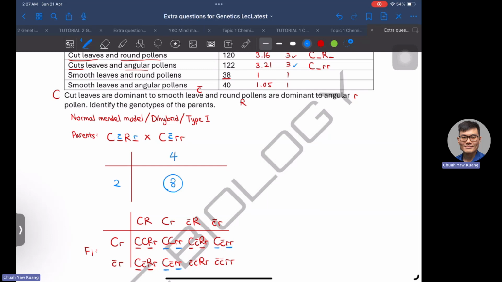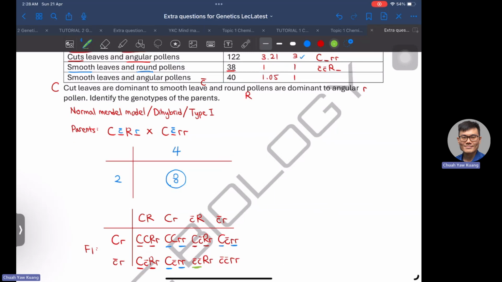Then next, smooth leaf and round pollen. Smooth leaf means it must be small c, small c. Round pollen means at least one big R. For this one, I change to green color: small c, one big R. So this is ratio 1. Yes, correct.